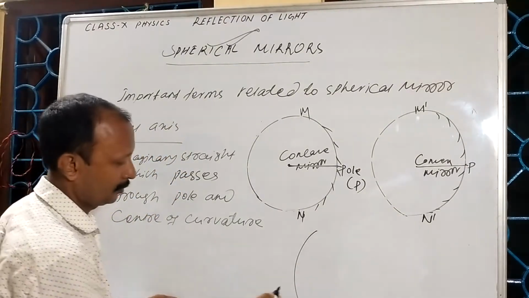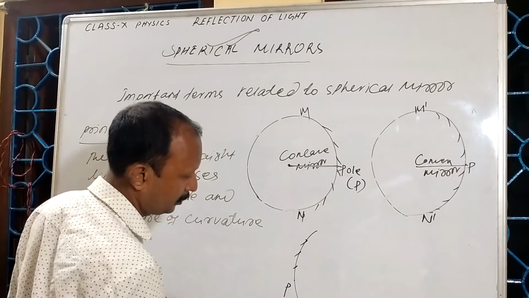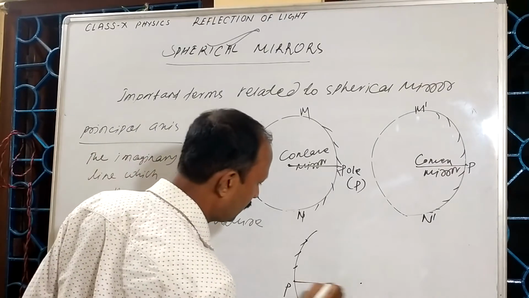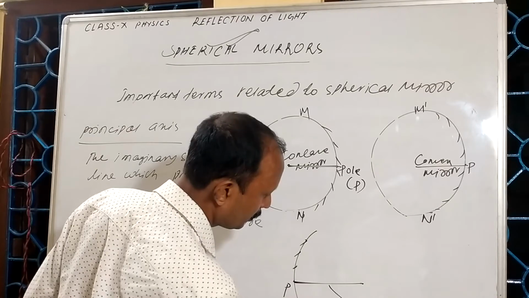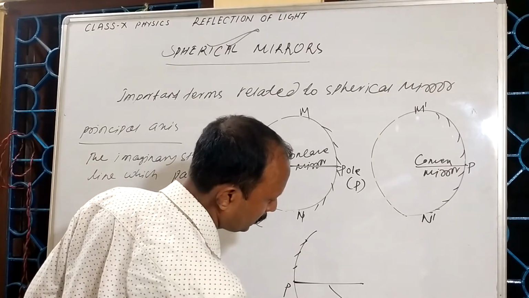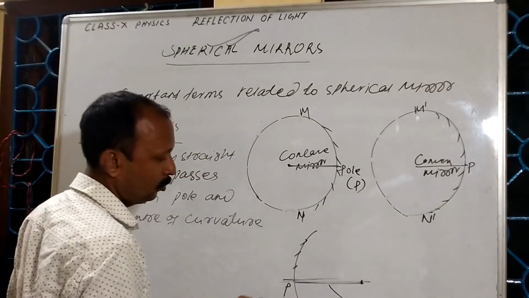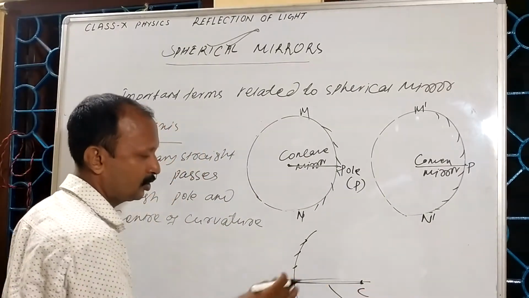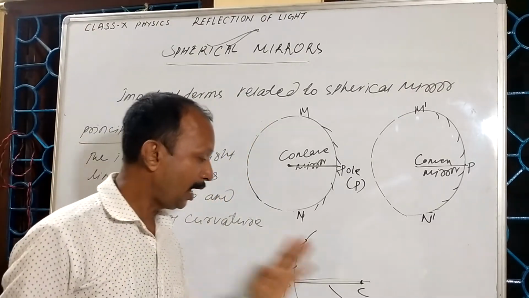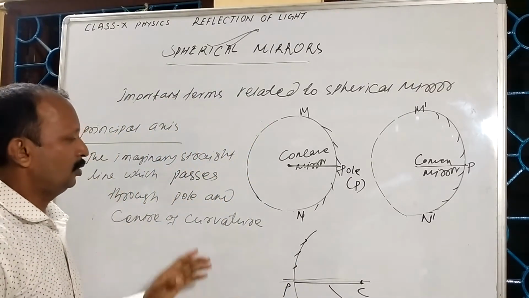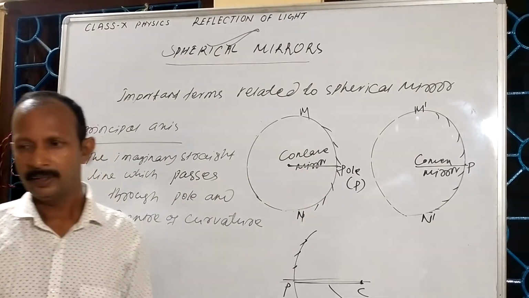See that this is the pole. Suppose this is the convex mirror. This is the center of curvature. This line is called the principal axis. This is the imaginary line which passes through center of curvature and pole of the mirror. That is called the principal axis, whether it is the concave mirror or convex mirror. Next one.